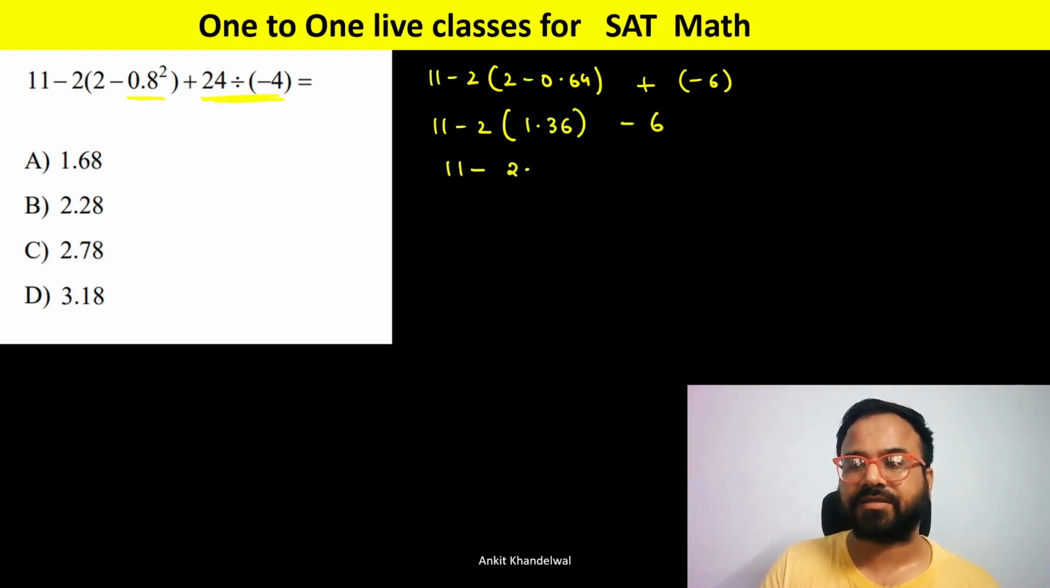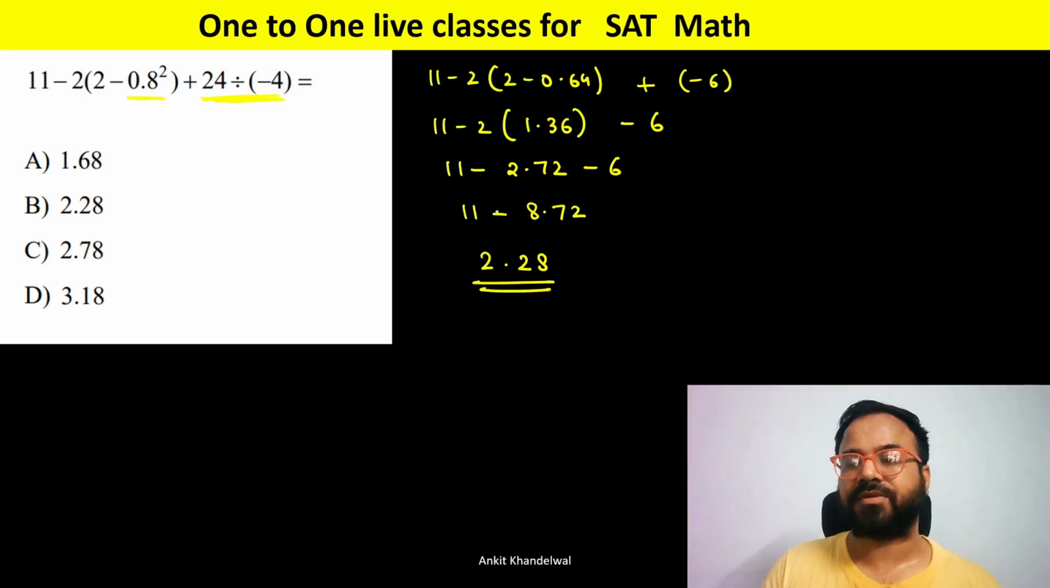11 minus 2.72 minus 6. These two will get added: minus 2.72 and minus 6 will become minus 8.72. So 2.28 is going to be the answer: 11 minus 8.72. How quickly can you do this? How much will 8.72 take to make 11? After 9, 10, 11, these are the 3, and from 0.72, what is left to make it 1? 0.28 only. So 2.28 is the correct answer for this.